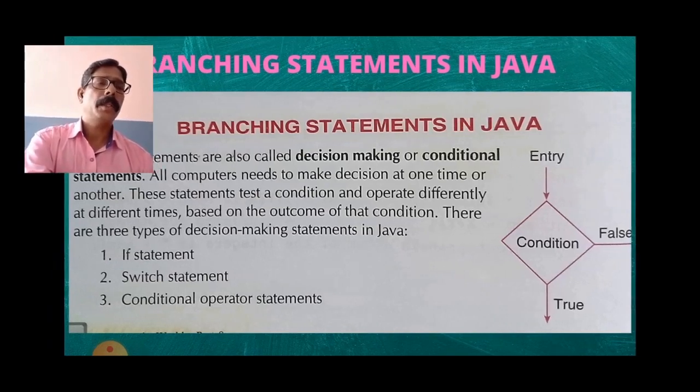Then see the picture on the side. Okay, this is a part of a flowchart. Then entry. We are giving the values as input. Then one condition is there: if x is greater than 10. The condition is being checked. If the condition is not met, continue with the false statement.